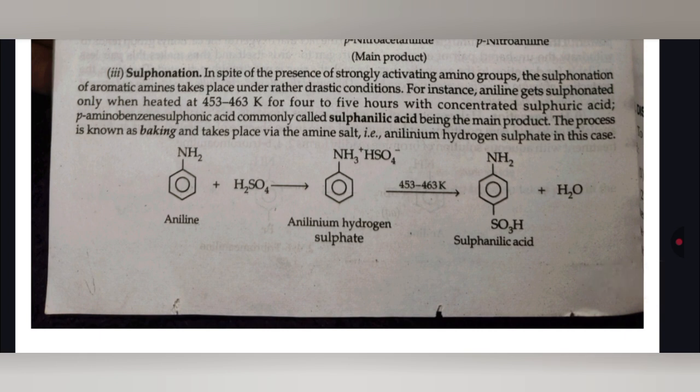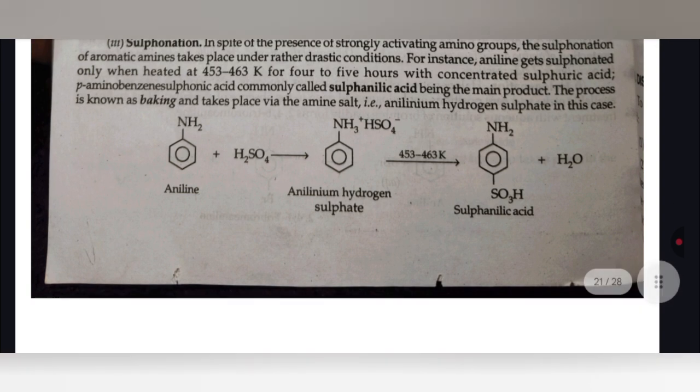In spite of the presence of the strongly activating amino group, the sulfonation of aromatic amines takes place under rather drastic conditions. For instance, aniline gets sulfonated only when heated at 453-463 Kelvin for 4 to 5 hours with concentrated sulfuric acid. Para-aminobenzene sulfonic acid, commonly called sulfanilic acid, being the main product, the process is known as baking and takes place via the amine salt, anilinium hydrogen sulfate in this case.